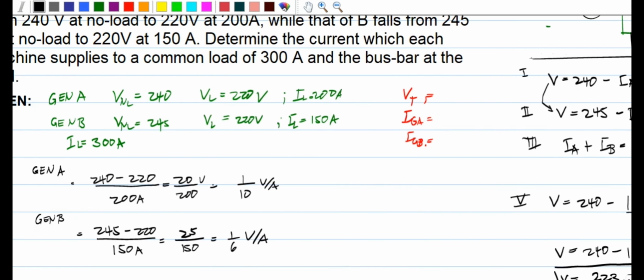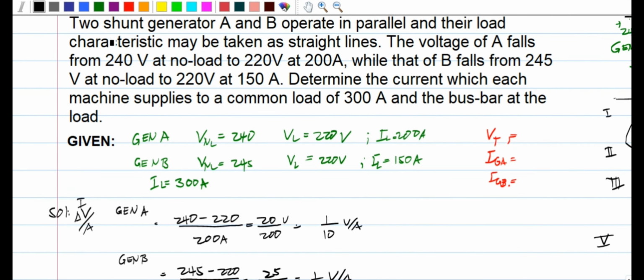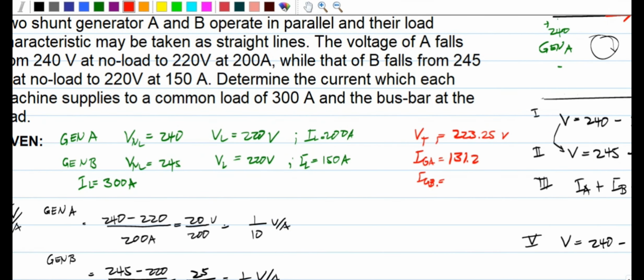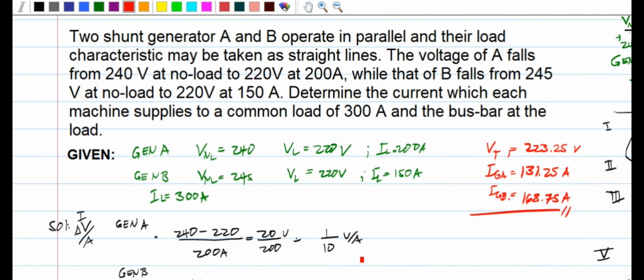Okay, we have VT of 226.875 volts. The current of generator A is IA, 131.25 amps, and generator B is 168.75 amperes. Okay, that's all, and see you with the next problem.